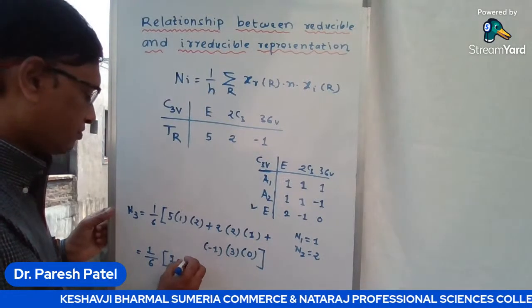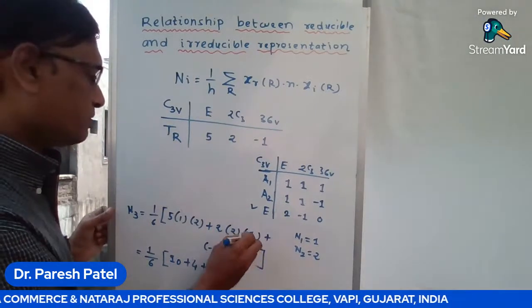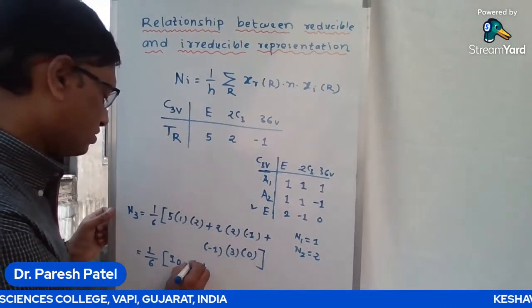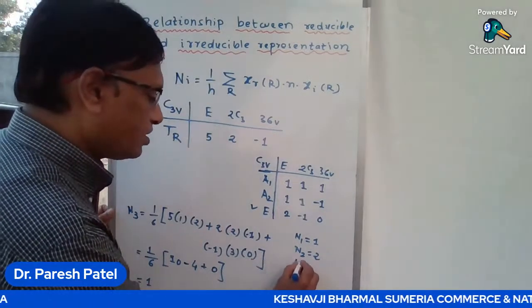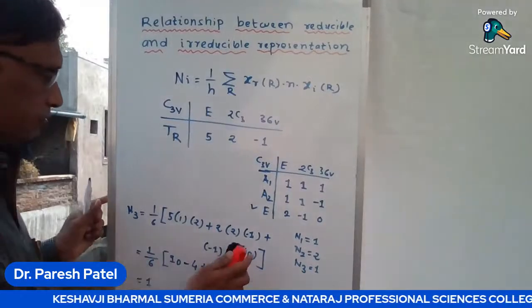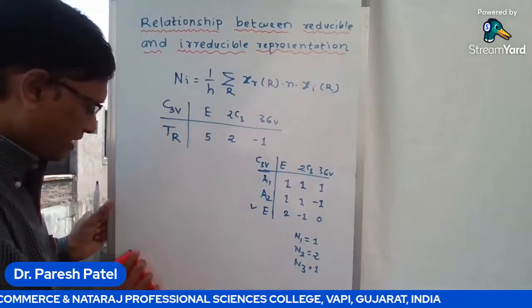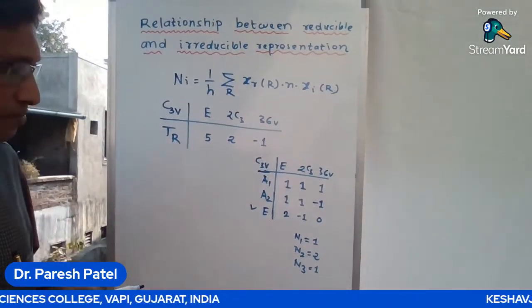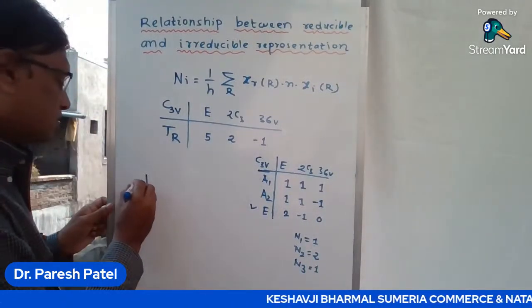10 plus 4, just a minute, this is minus 1. It means minus 4 plus 0 is equal to 1. So the value for N3 is equal to 1. So with the help of the relation between reducible and irreducible representations, the values are N1 is equal to 1, N2 is equal to 2, N3 is equal to 1.